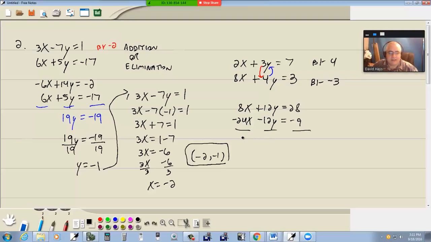And now if you add these, 8x minus 24x is -16x. 12y minus 12y cancels. 28 minus 9 is 19. And then you would work it down from there. Like I say, I'm not going to finish that. I was just showing another example of how you eliminate one of the variables, especially if they have numbers like that. Okay, let me clear that off.